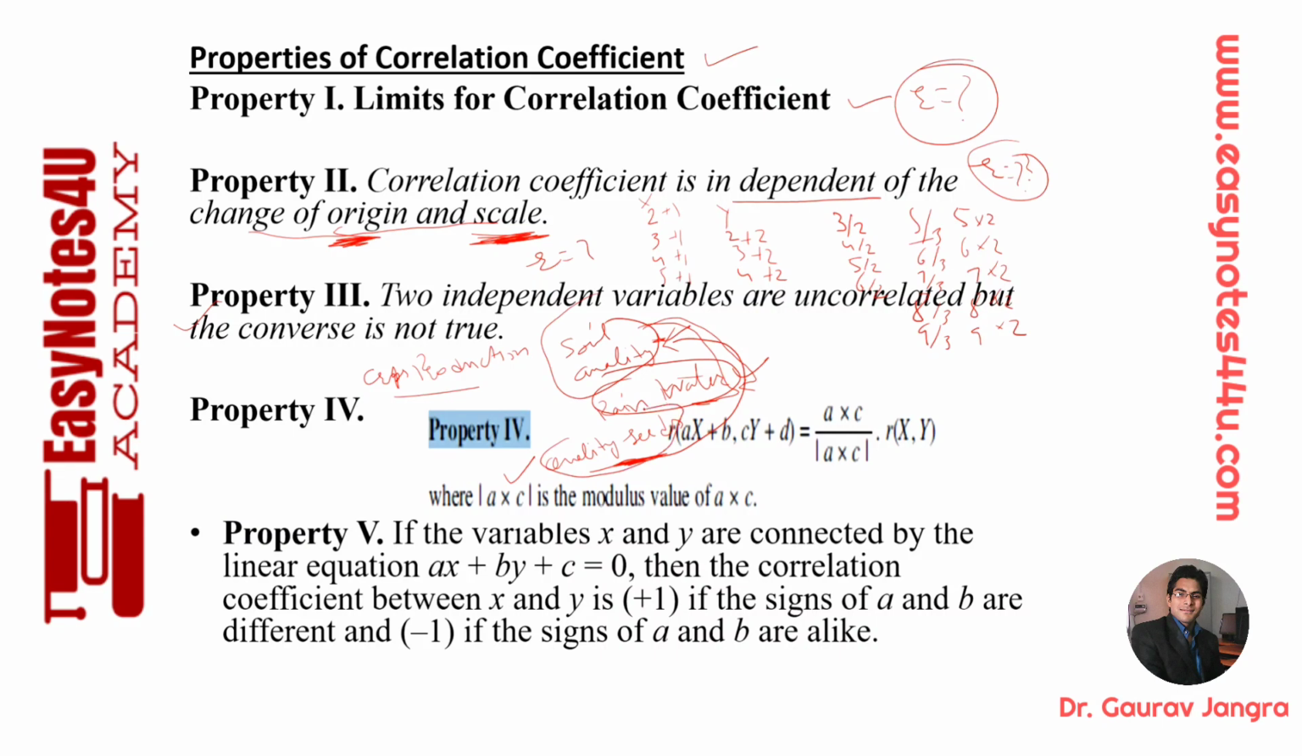So quality of seeds depends on these variables. Without all these variables, the quality of seed cannot be performed well. So they may be correlated, they may depend on each other, but two independent variables are uncorrelated. हो सकता है uncorrelated हो, but vice versa is not true. Property 4.